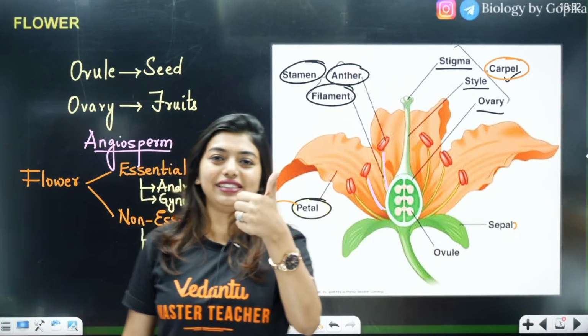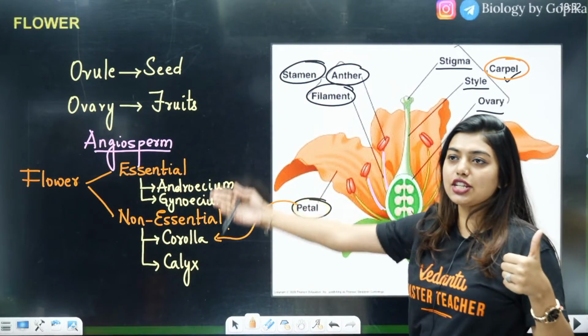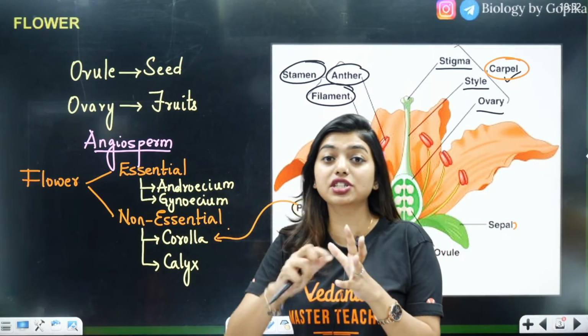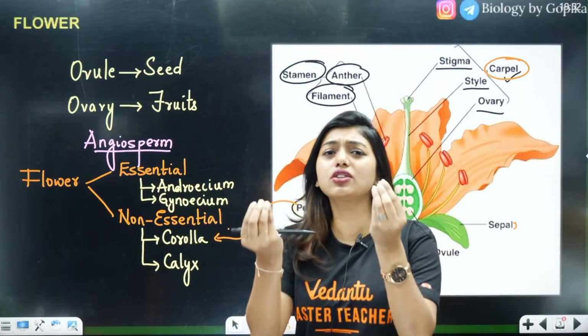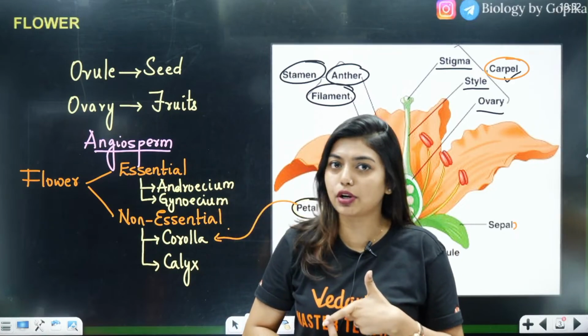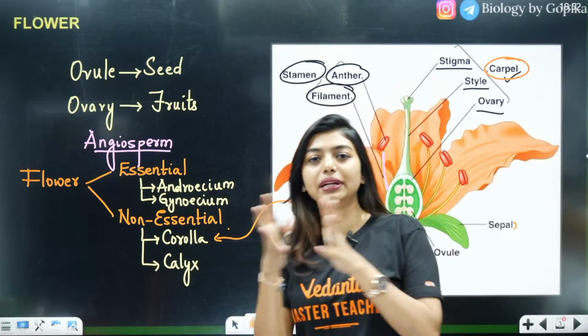Yes? Clear? Thumbs up. This is clear, essential and non-essential part, because this can be asked in your KCET. Which is your essential part, which is your non-essential part. Why is it called the essential part, right? It is called the essential part because they are directly helping in reproduction, right? It is forming the male gamete and the female gamete.